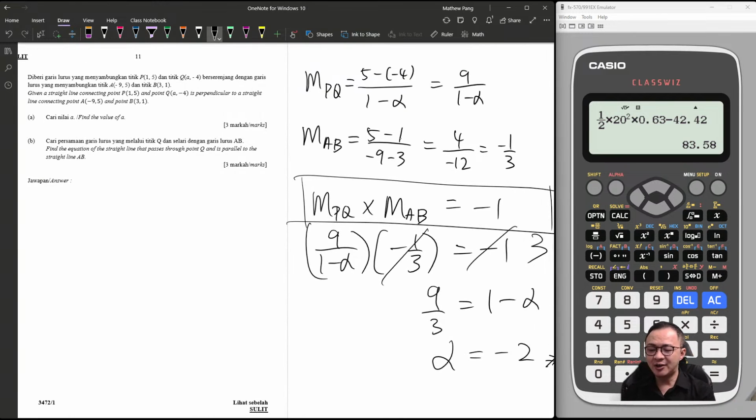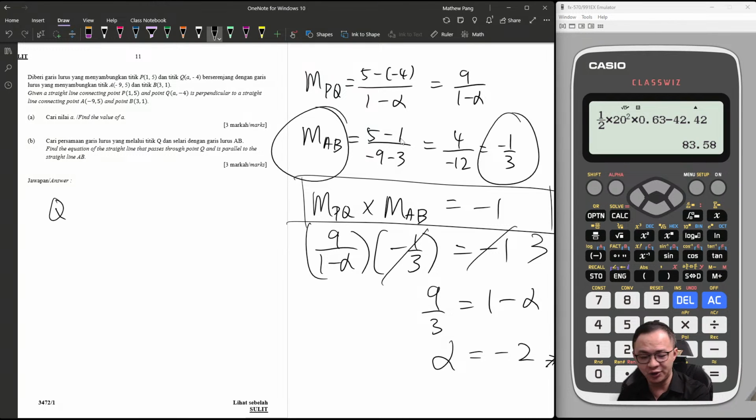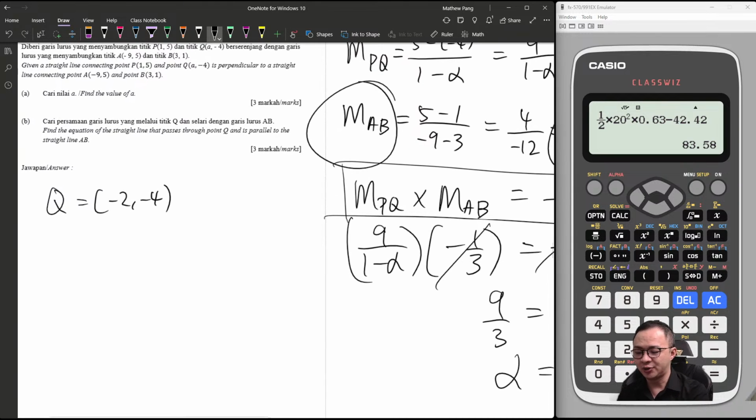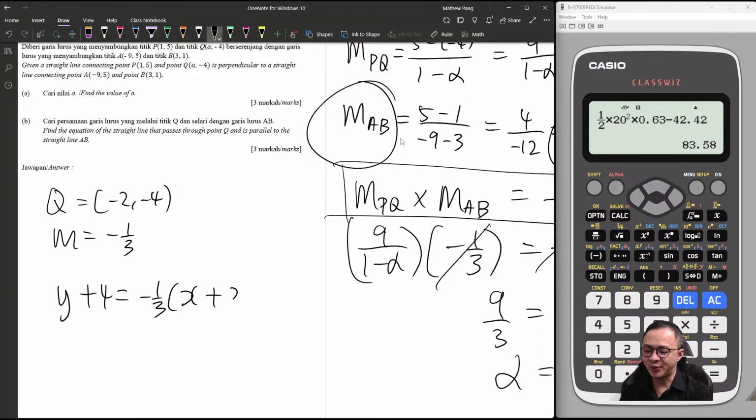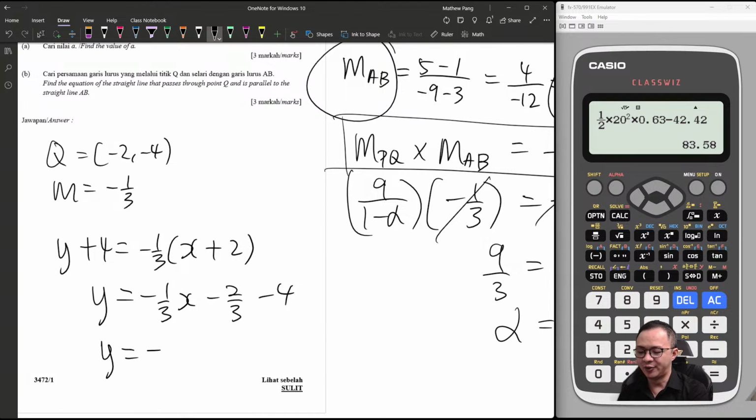Okay, so right now the line must be parallel to AB. Parallel means they will have the same gradient. That means I can use this gradient. And then they're passing through the coordinate Q, so I can use the coordinate Q information also. This is negative 2, negative 4. The gradient is negative 1 over 3. So y minus y1 equals gradient times (x minus x1). Then we're done. This is y minus negative 4 equals negative 1 over 3 times (x plus 2), so y equals negative 1 over 3x minus 14 over 3.